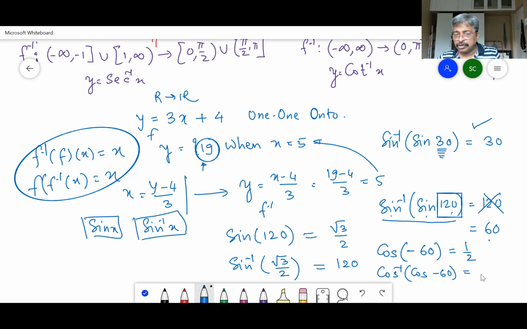Do you expect it to be minus 60? Because we are operating the inverse and direct functions one after the other. So is the answer minus 60? No. Cos inverse will never give you a minus answer, because the cos inverse range, if you look, is 0 to pi. Cos inverse will provide you the angle between 0 to 180. And it is not going to be minus 60. That is the price which we are paying.